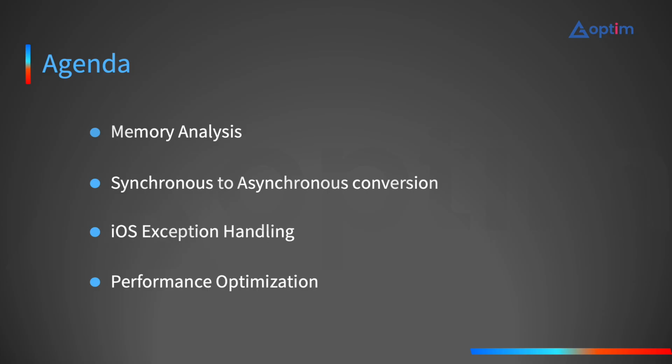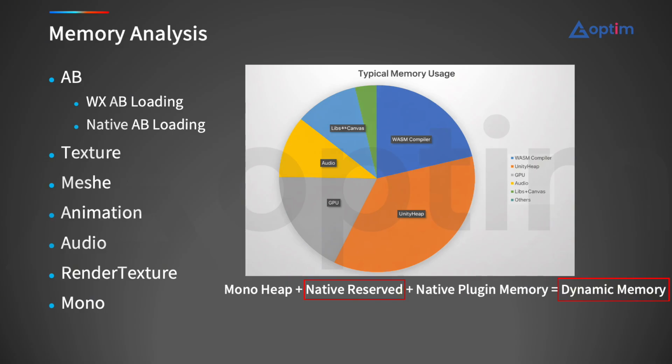First, we'll explore the memory structure of minigames, followed by a discussion on how to convert synchronous operations into asynchronous ones. Next, we'll address some unique challenges encountered on iOS, and finally, we'll look at various optimization techniques. Let's begin with the first topic, memory structure analysis.